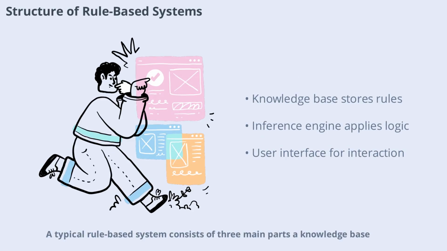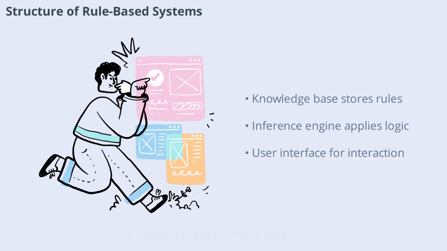A typical rule-based system consists of three main parts: a knowledge base, an inference engine, and a user interface. The knowledge base contains all the rules and facts about the problem domain. The inference engine applies the rules to the facts to draw conclusions or make decisions. The user interface allows users to interact with the system, inputting data and receiving results. This modular structure makes rule-based systems flexible and easy to update as new rules or facts are added.